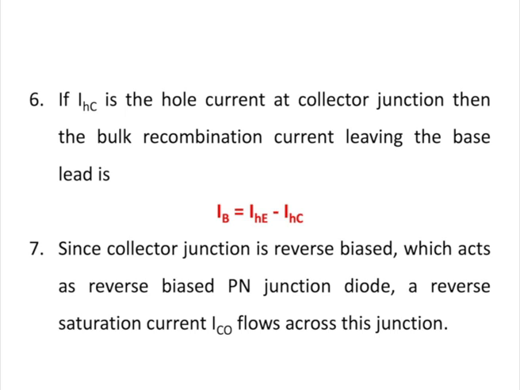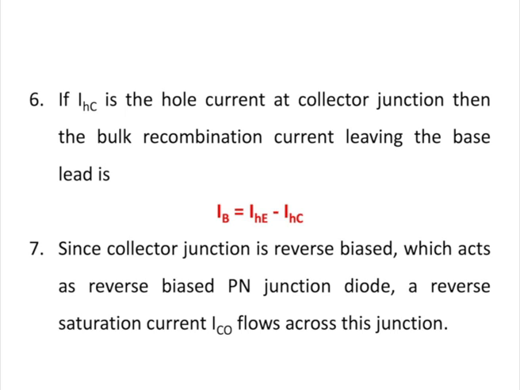Next, we will see what is I of B. So, the emitter current is completed. What is the emitter current we used? I of He plus I of Pe. Now, we will see the base current. The base current is I of He minus I of Hc. Here, I of He is the hole current across the emitter, minus the hole current across the collector.